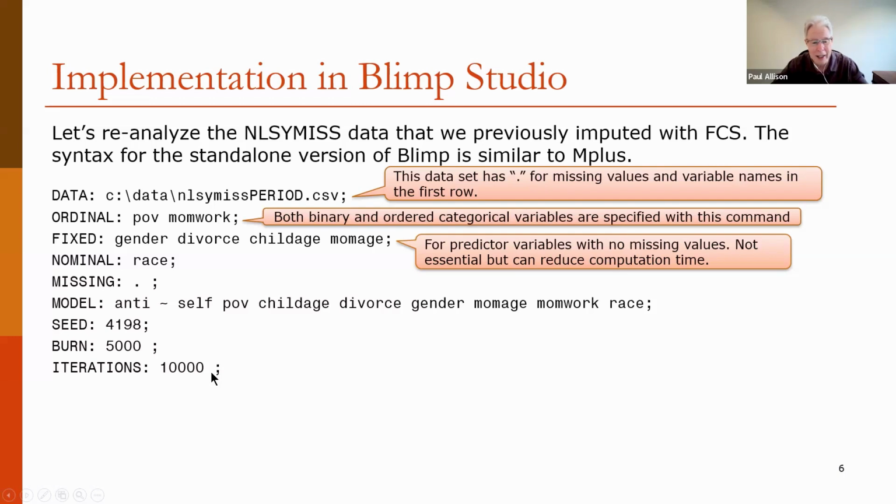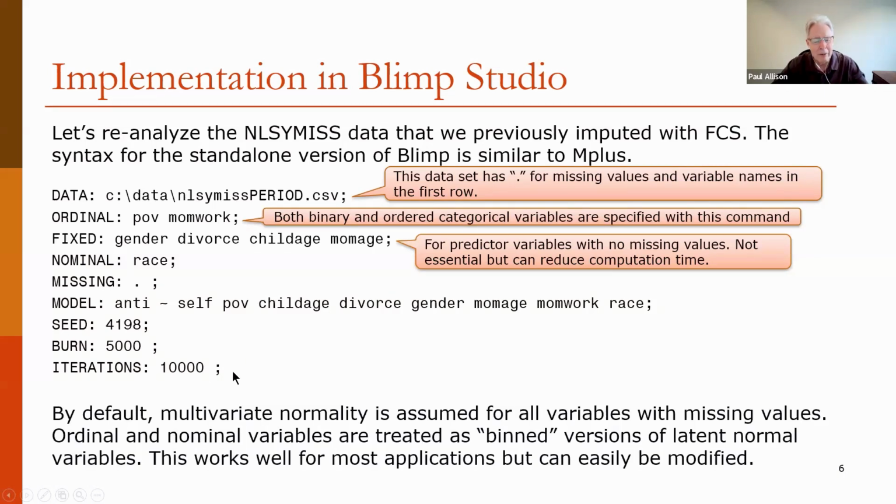Okay, now that may seem like a lot, but this runs remarkably fast, less than a minute, certainly, to do this. Notice that each command is concluded with a semicolon. Again, that's similar to Mplus. Now, by default, we assume that all the variables on this side of the equation that have missing data are multivariate normal, which seems contrary to what I just said about factorization. But that makes things easy, and we can easily make them more complicated if we want.